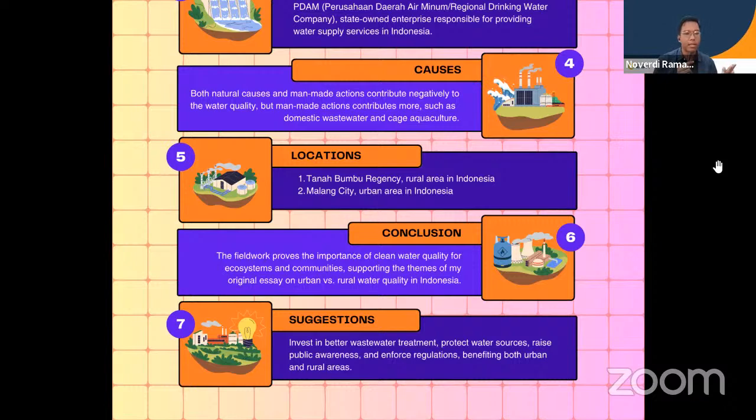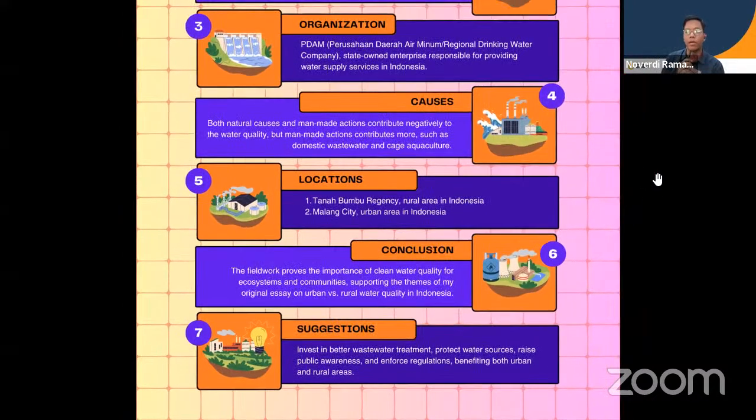And the suggestions are, of course, that we need to invest in better wastewater treatment, protect water sources, raise public awareness and also enforce regulation, because, as I said before, good water quality impacts the environment and also health. And yeah, it will benefit both urban and rural areas.